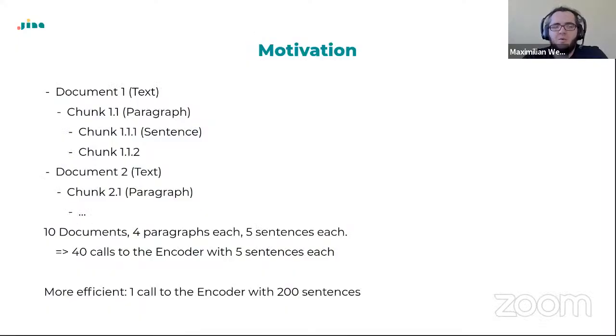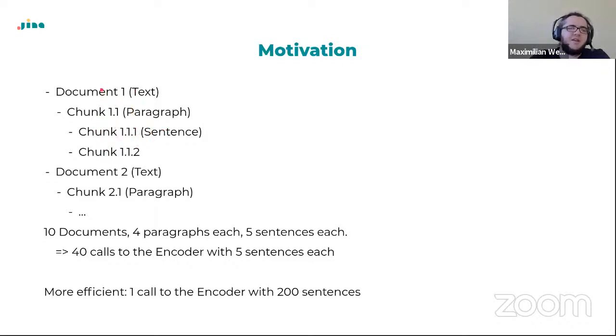And what do we exactly want? So imagine you have a document, let's say a text, and this document has paragraphs, and these paragraphs have sentences. And the text usually does not have just one paragraph, but multiple paragraphs. So you could say, okay, this document has multiple chunks. And these chunks again have chunks, somehow chunks on a more granular level. And so a text could easily have 100 sentences or so.